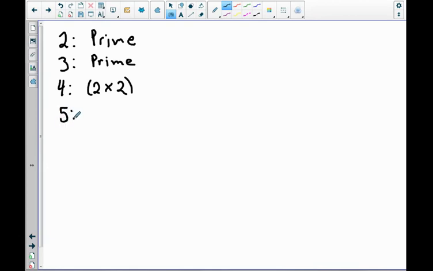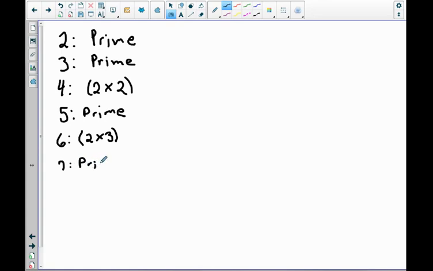So let's move up to the next one. Number 5. 5 is prime. Its only factors are 5 and 1. We're going to move up to the next one, 6. Again, it's even, so we know at least 2 is a factor. And the primes that multiply together to make 6 are 2 times 3. Again, unique set of prime factors. 7 is prime.